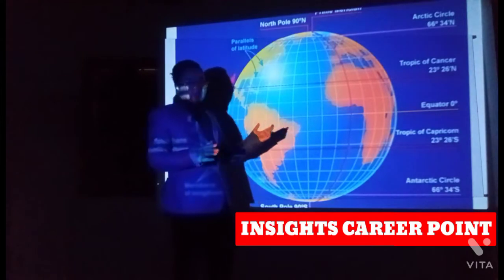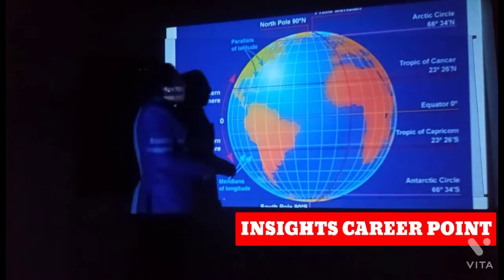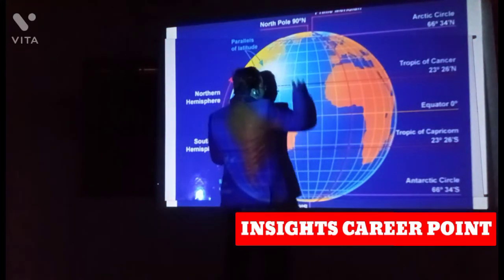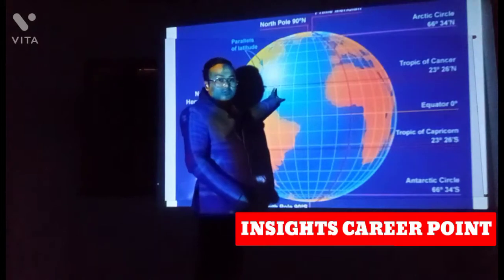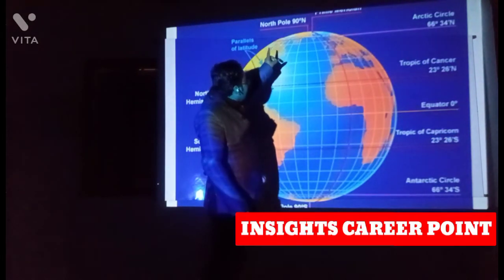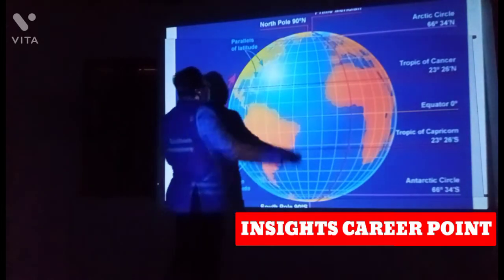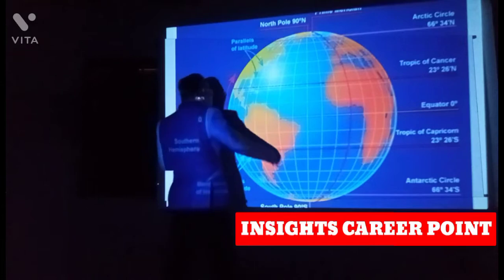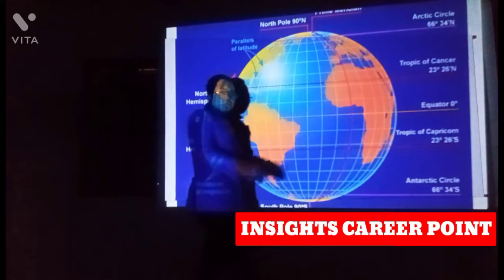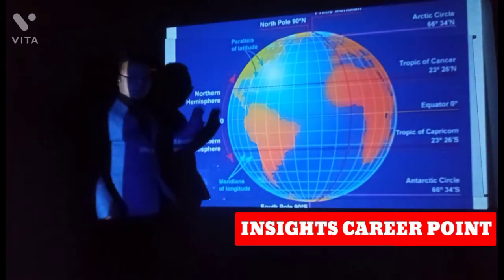Now we have understood latitude. Then let's try to understand longitude. What are these longitudes? Longitudes are the lines passing through the globe of the earth vertically from one pole to the opposite pole. For example, from North Pole to South Pole, it will join. Various vertical lines are drawn from one pole to the other, and those vertical lines are called what? Longitudes.